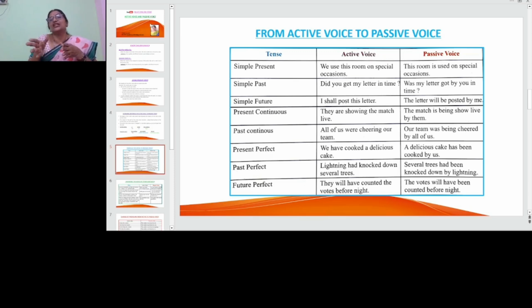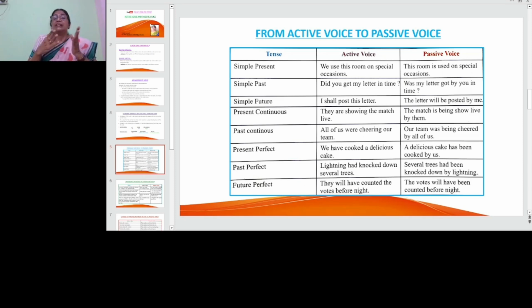Okay. Now past continuous. All of us were cheering our team. Our team was being cheered by all of us. You see, all of us is the subject in the active voice. So we have written were cheering. Now in the passive voice, our team, that is becoming the subject. So our team is one singular subject. So you are using was. That alone you have to take care.